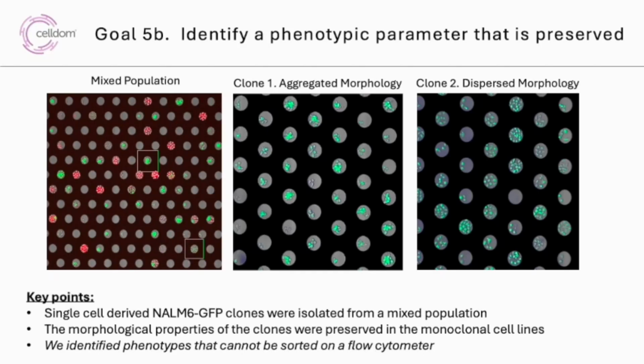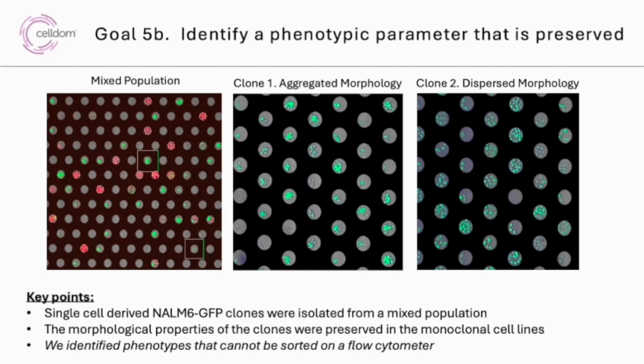One population consisted of cells that preferred to aggregate as clumps, and they move around in the microwells through collective migration, like clumps moving in each microwell. Whereas the other cell population consisted of dispersed cells that preferred to remain separate and move independently of its neighbors in the microwell. So we retrieved various examples of clones expressing these different morphologies.